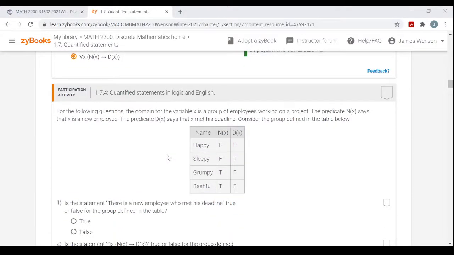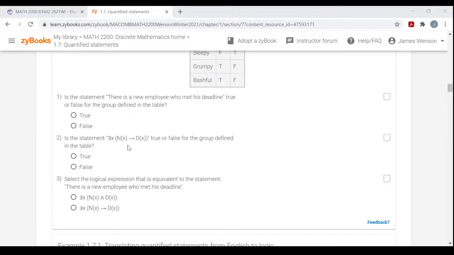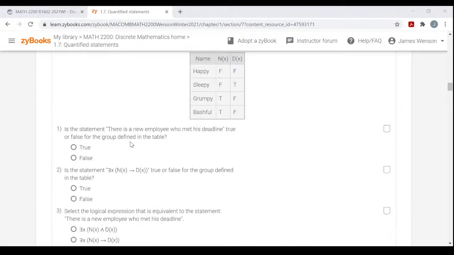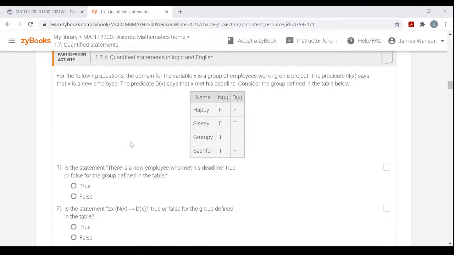All right. This is basically the same thing, but with a there exists. There is at least one. You're just looking for one to make a statement true. So this one I'll just say out loud and not write on paper. The domain again is the group of employees. These 4 employees here are the domain. They can replace your variables. N is the new employee predicate. D is his deadline. It's a different table, but the N and D predicates mean the same thing.